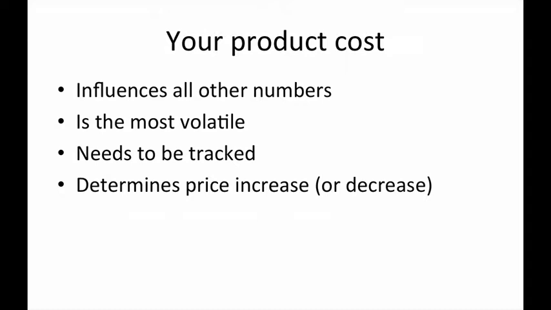And it's also the most volatile number that you work with because it always changes. You're buying ingredients at different prices. You're buying packaging, labels. Your labor rate is constantly changing if you're renting a kitchen, paying a team of people. And all these changes need to be tracked.